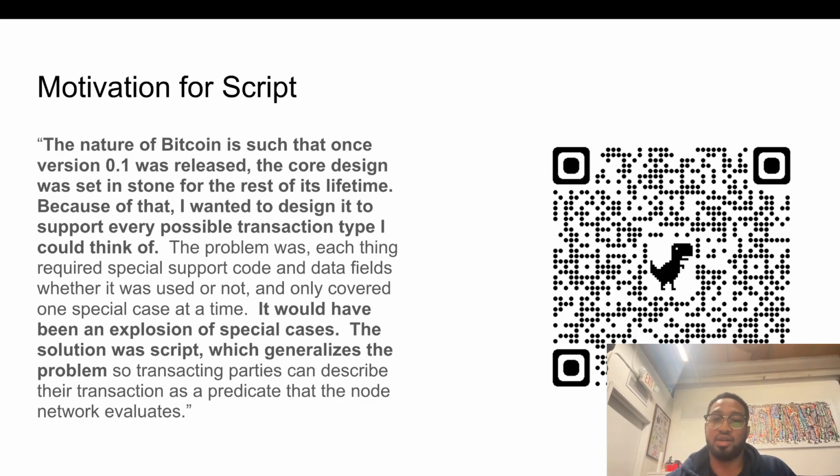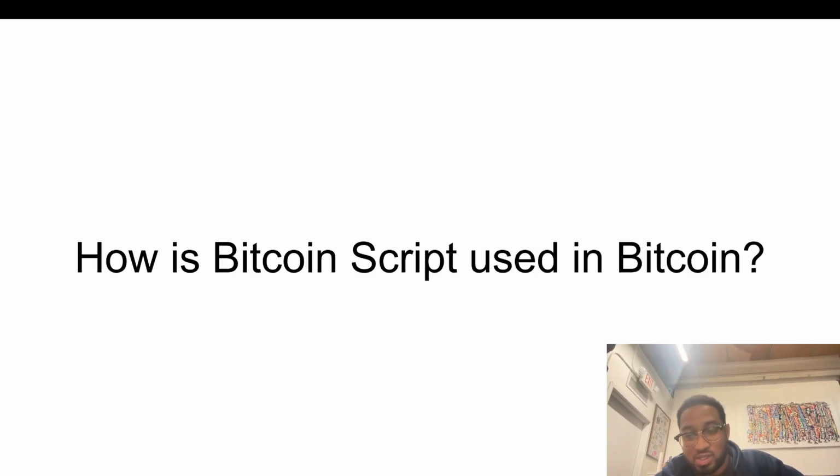So pretty much Satoshi wanted to add all these things to Bitcoin, but he didn't feel a need to limit himself in making specific use cases. He said, why not just make a programming language such that anyone could go and build out their own use cases, because this thing is robust enough to make an expansive variety of spending conditions. How is Bitcoin script used in Bitcoin?